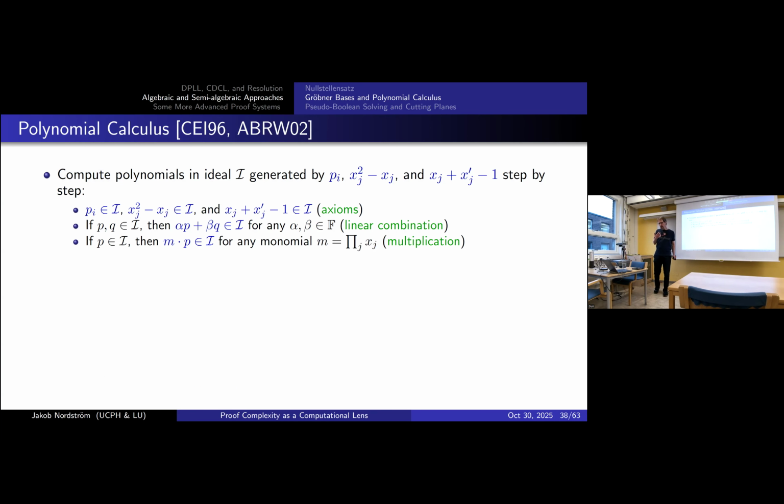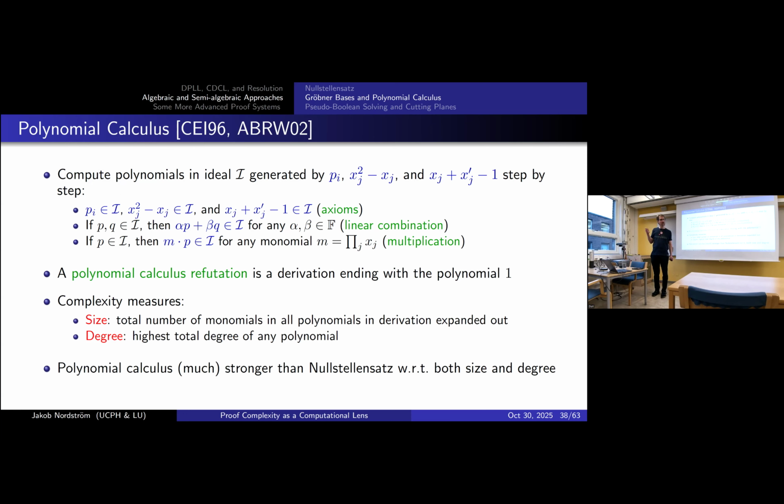So now we can model this as a proof system that's called polynomial calculus, which is basically just computing elements within this ideal. So what can we do? We have axioms that are the input polynomials, the Boolean axioms, and the complementarity or negation axioms. And then for any polynomials P and Q that you've derived already in the ideal, you can take a linear combination alpha P plus beta Q for alpha, beta in your field. And you can also take any polynomial and multiply it by a monomial. You have axioms, you have linear combinations and multiplication. This is the polynomial calculus proof system.